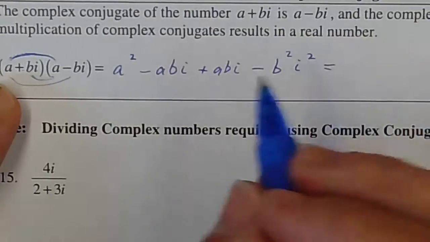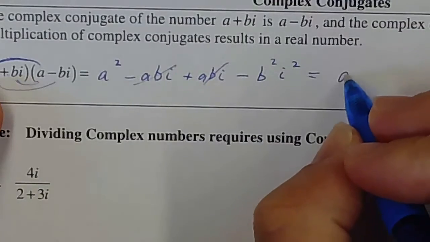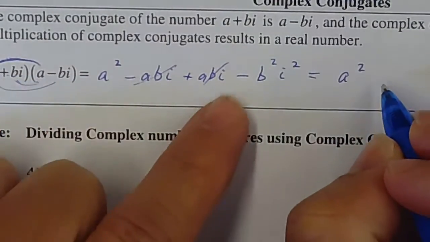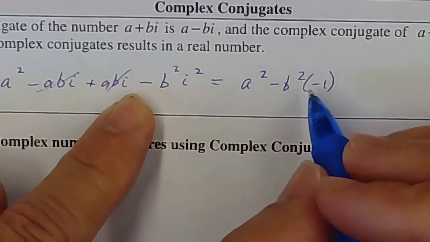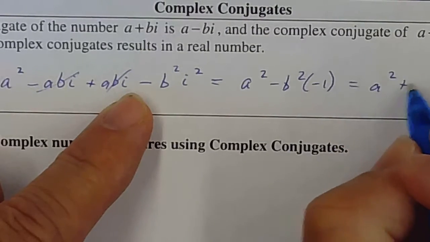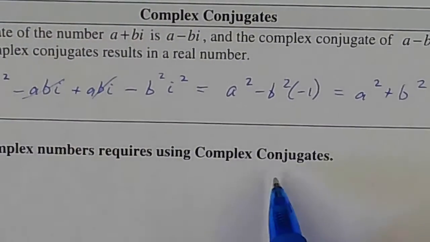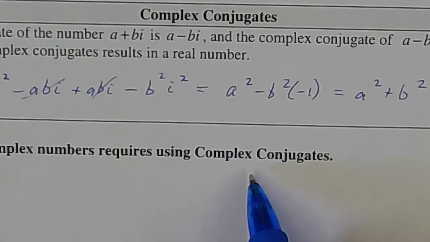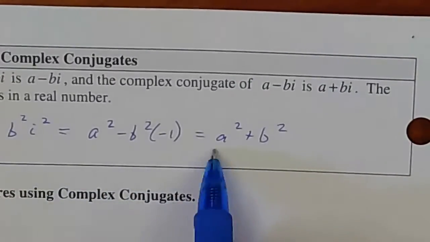All right, so let's simplify this. These middle terms are opposites, so they're gone. So I'm left with a squared minus b squared times negative 1. Okay, and negative 1 times the negative becomes positive, so we end up with a squared plus b squared. All right, so notice the imaginary unit is gone. That's kind of the conclusion we want to draw from using these complex conjugates. Anytime I multiply a complex number by its conjugate, the imaginary unit is gone in the result.